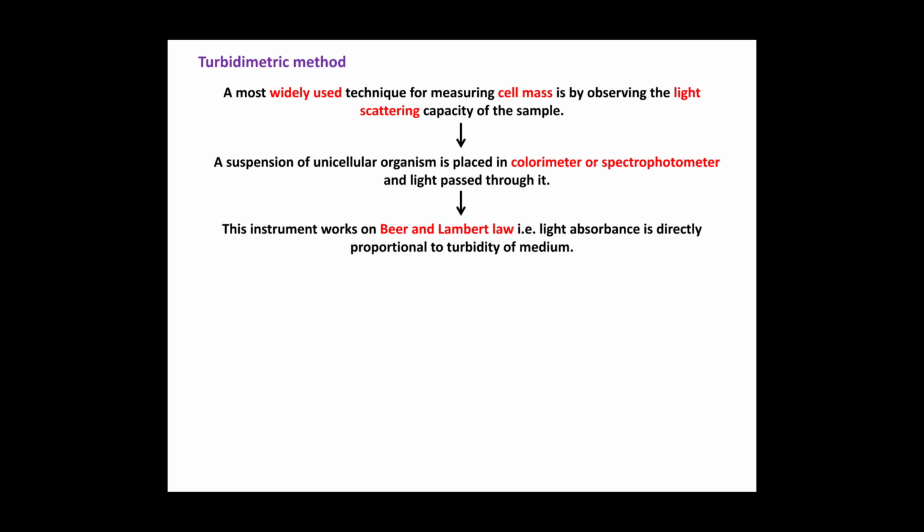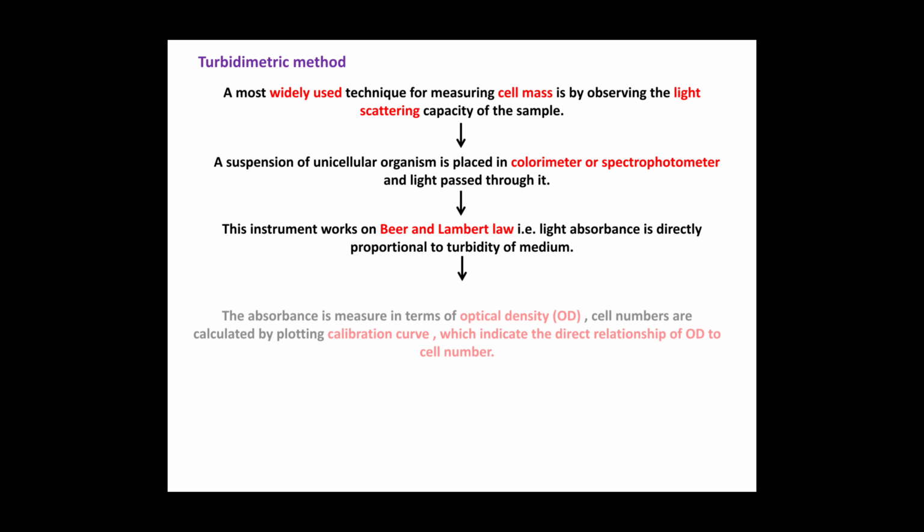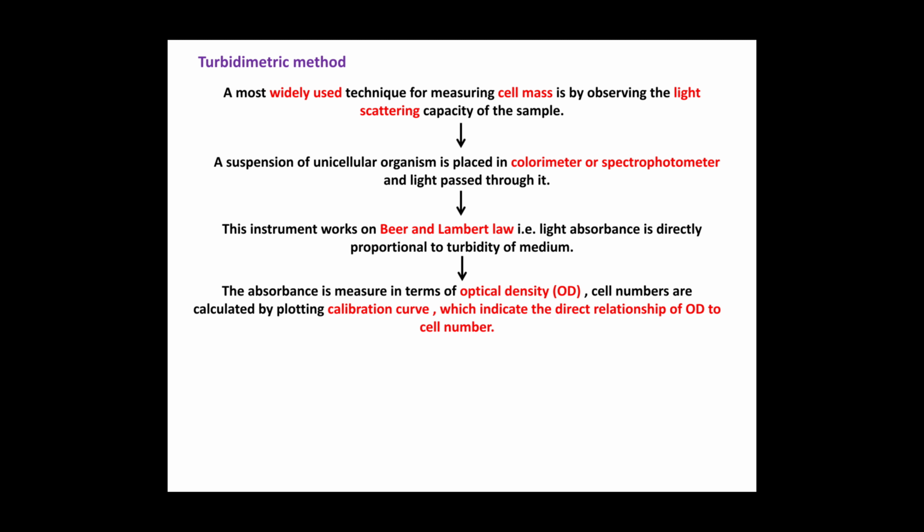Cells also have absorptivity. When we put the bacterial suspension into a colorimeter or spectrophotometer, and pass light through that sample, the light absorbed by the cells or particles is calculated, and the absorbance is measured in terms of optical density, OD. Cell numbers are calculated by plotting a calibration curve, which indicates the direct relationship of OD to cell number.